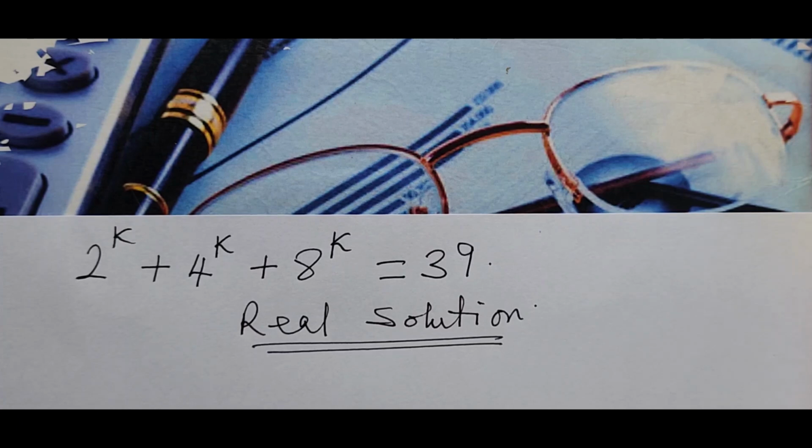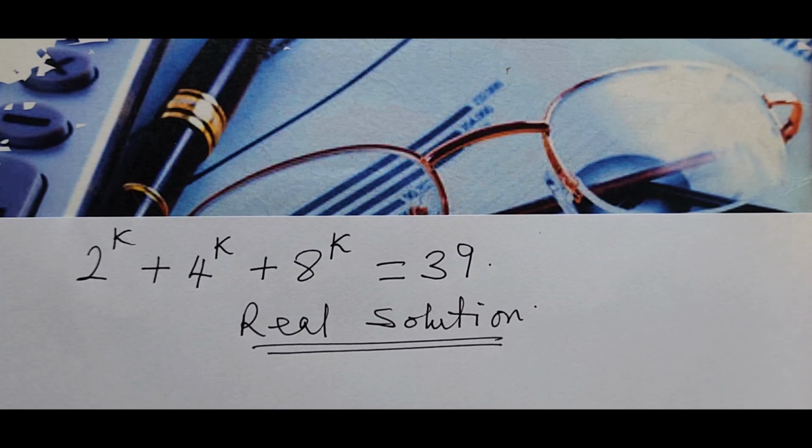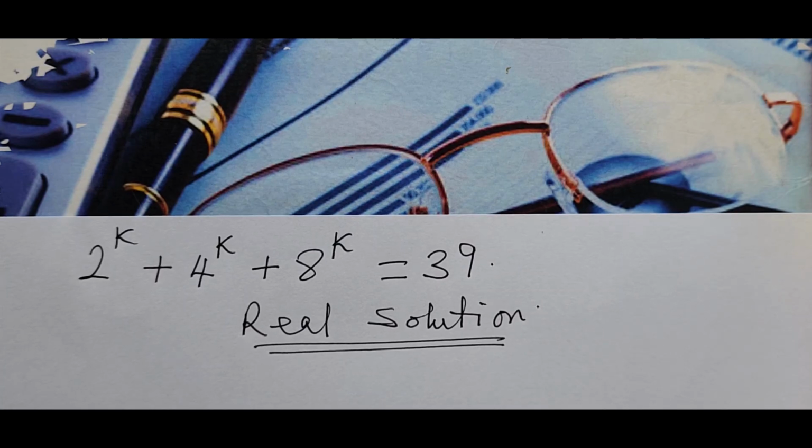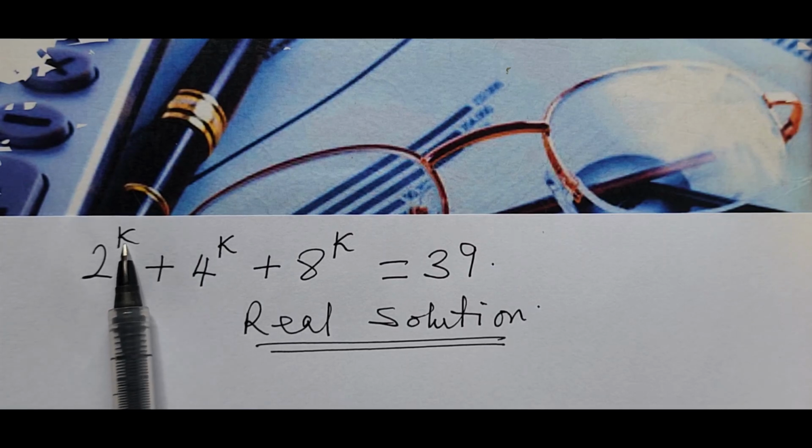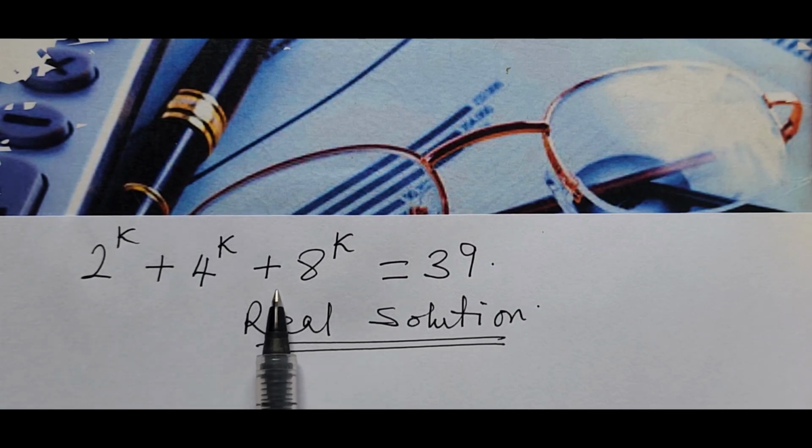Hello and welcome. Here we have this Math Olympiad challenge, and here we are asked to find only the real solution to this challenge. So where k will give us a real solution, we have 2 to the power of k plus 4 to the power of k plus 8 to the power of k equals 39.